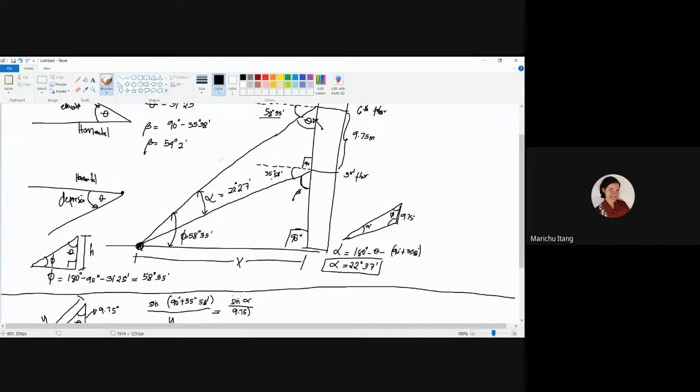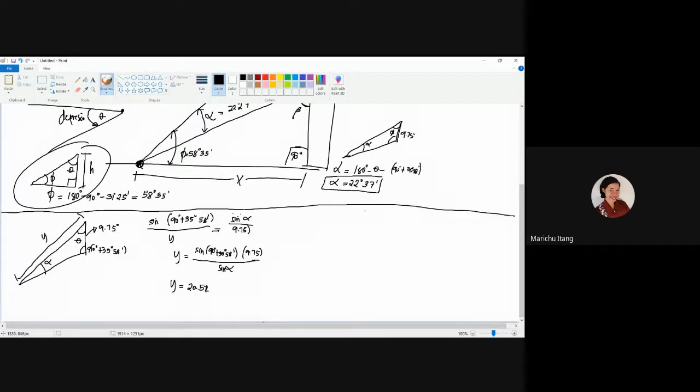This is y, which equals 20.52. So what relationship can we use to get the value of x? We use this triangle, right? This is a right triangle.